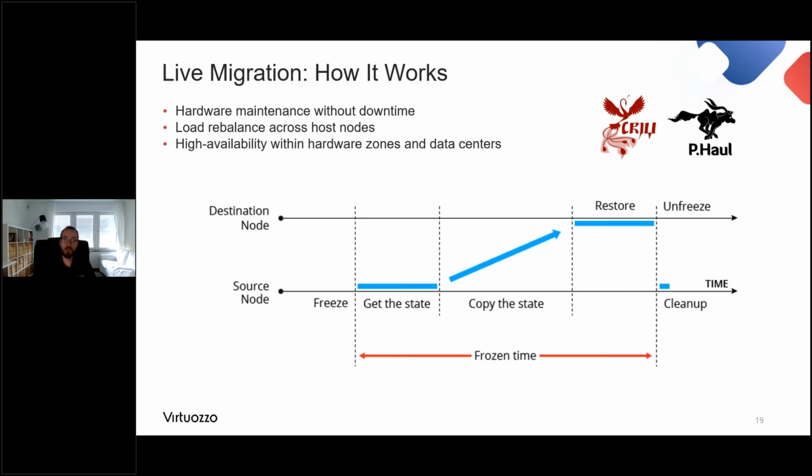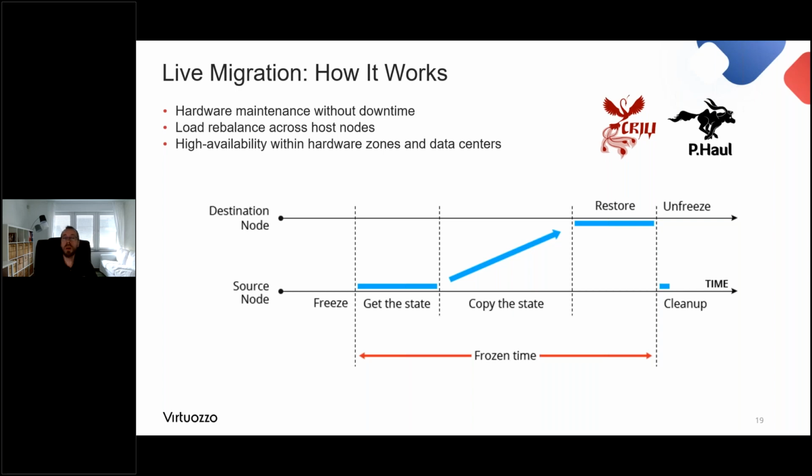And also what is possible with the help of live migration, you can load rebalance across different nodes. So imagine the case you have two nodes, and the one node is fully utilized and the other one is free. You can live migrate certain workloads to the second node, and the first one has enough free resources, performance becomes better, and customers are more happy.